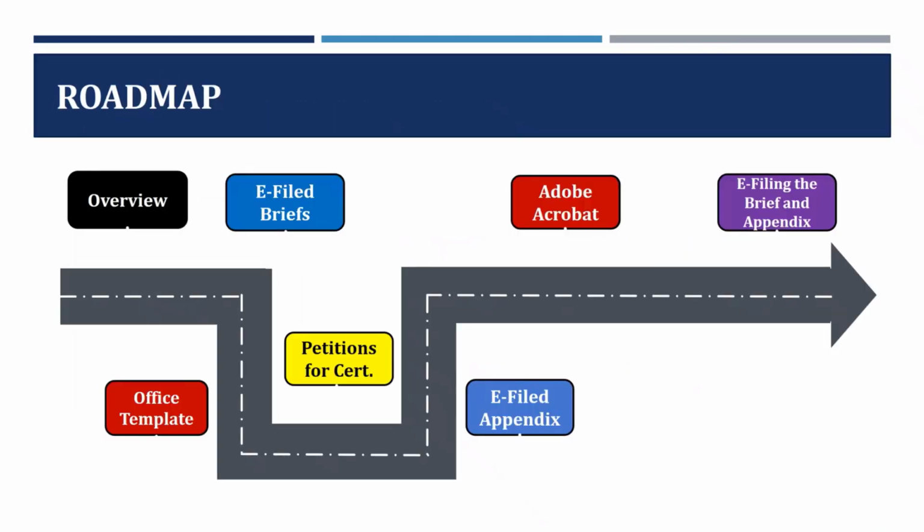So here's a roadmap of what we're doing today. I gave you a little bit of the overview, and different people will present different parts of what is in this presentation. So you can see we'll do the office template, then the e-briefs filed, the petitions for certification, the e-filed appendix using Adobe Acrobat, and then e-filing the brief and appendix.